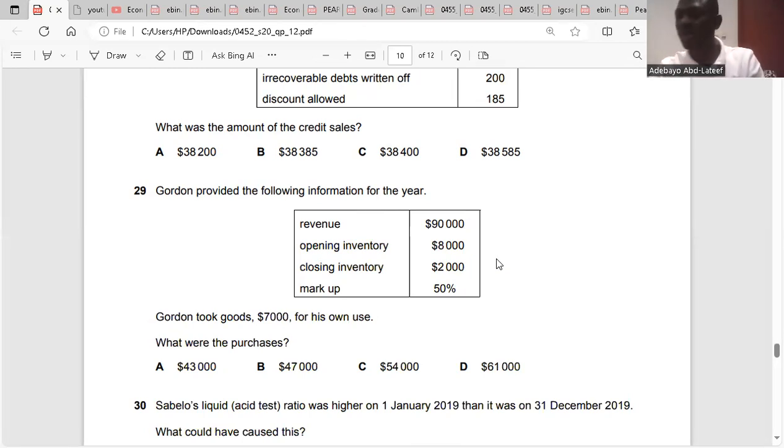We prepare our income statement. We have our sales for 90,000. Purchases is unknown, so you leave the item for purchases. Our opening inventory is 8,000. Our closing inventory is 2,000. Our goods for own use is 7,000.